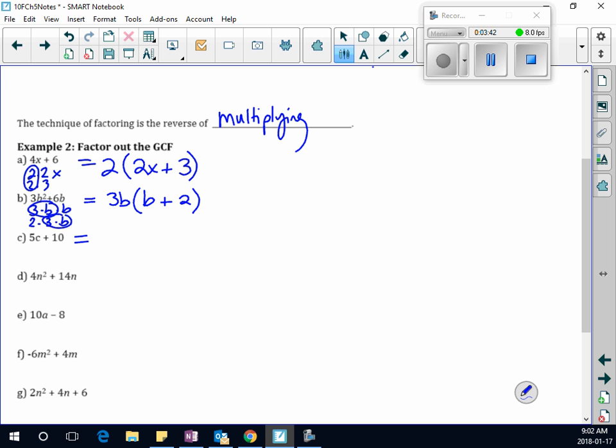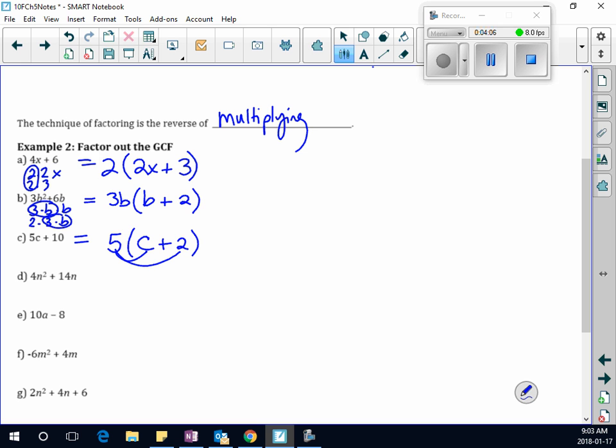So again, 5c and 10. There's no c's in common, but I know 5 goes into both of them, so I'm going to factor out a 5, and I'm left with 2c, sorry, that's a mistake. I'm left with c plus 2. Again, check. 5 times c is 5c, 5 times 2 is 10.